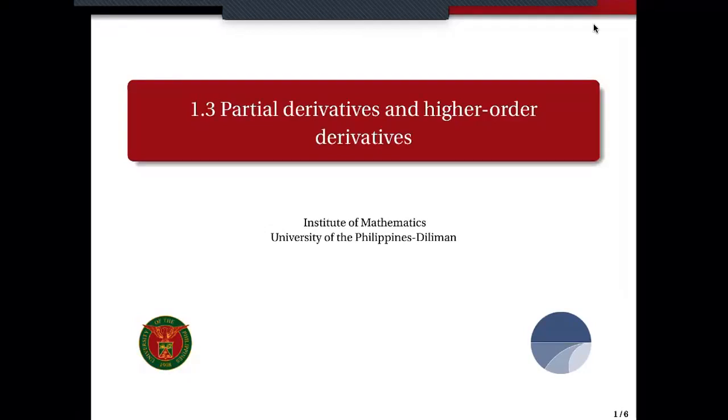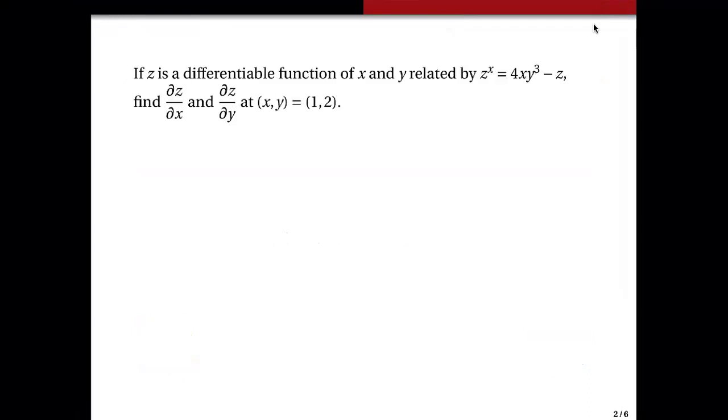So for today, we'll be doing some problems related to lecture 1.3. So this is partial derivatives and higher order derivatives. So I assume that you have watched the corresponding lecture video and have at least got an idea on how to do the topics, partial derivatives, and how to get higher order derivatives. So let's start with this problem.